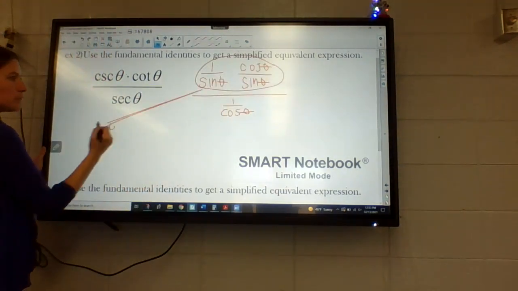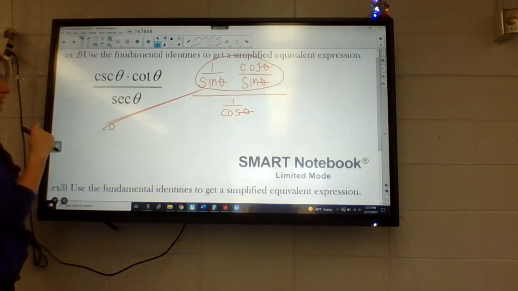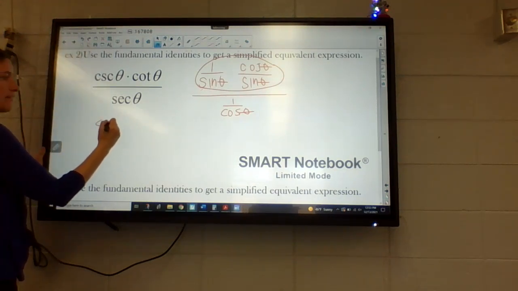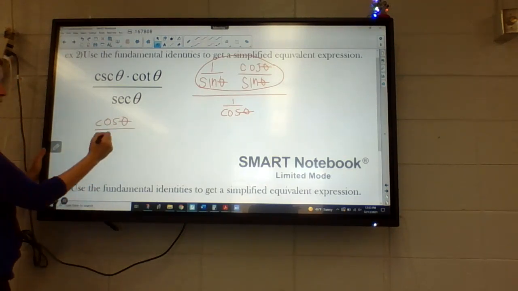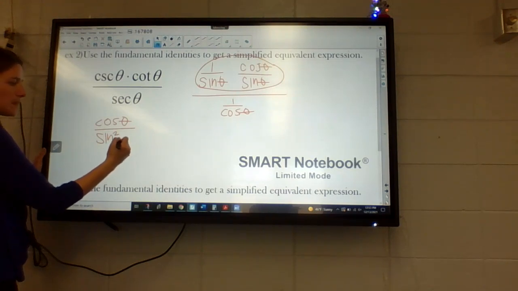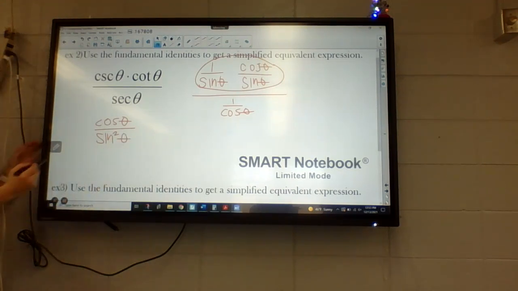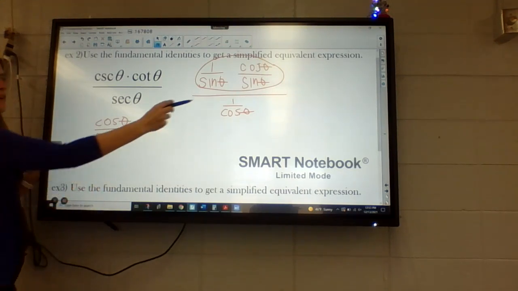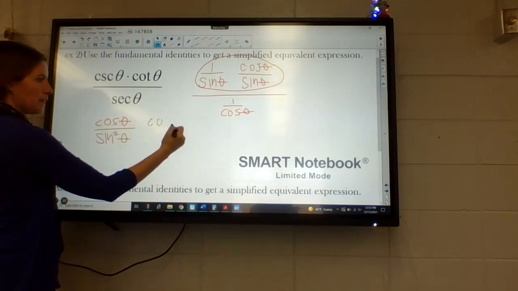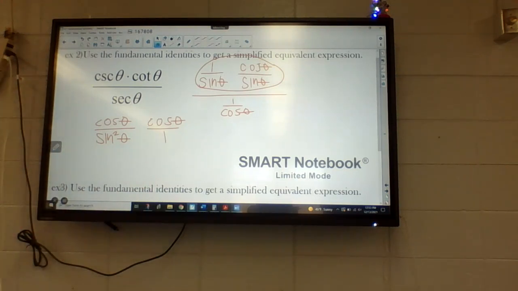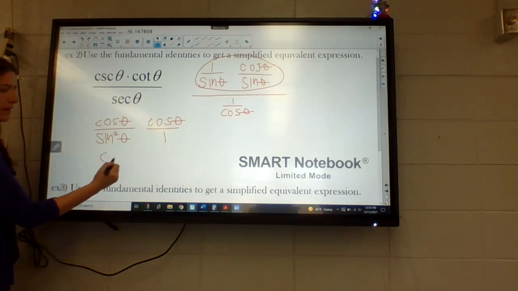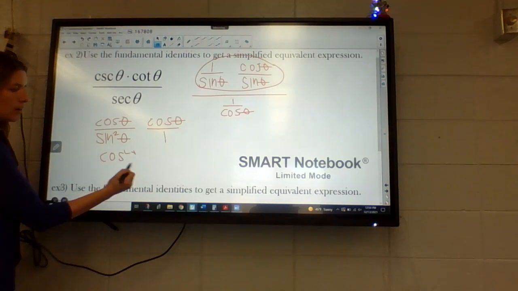Yes. So we clearly have cosine of theta over, what's sine times sine? Sine squared. So you can write it as sine squared times, flip this. All right. So we're left with cosine squared over sine squared.